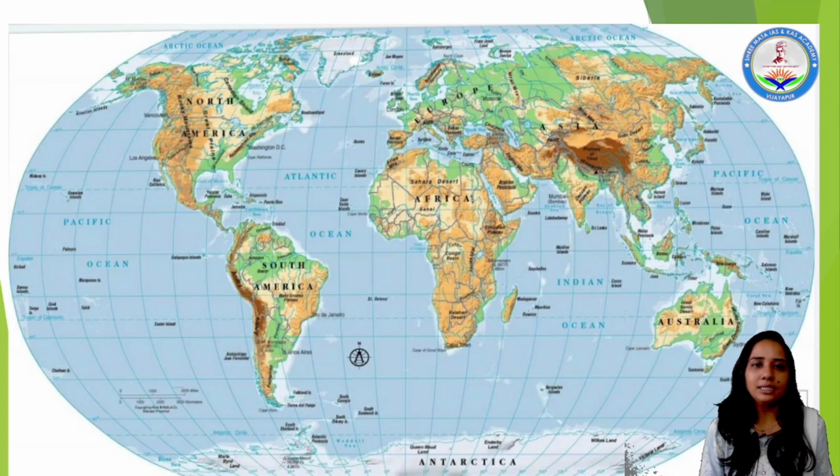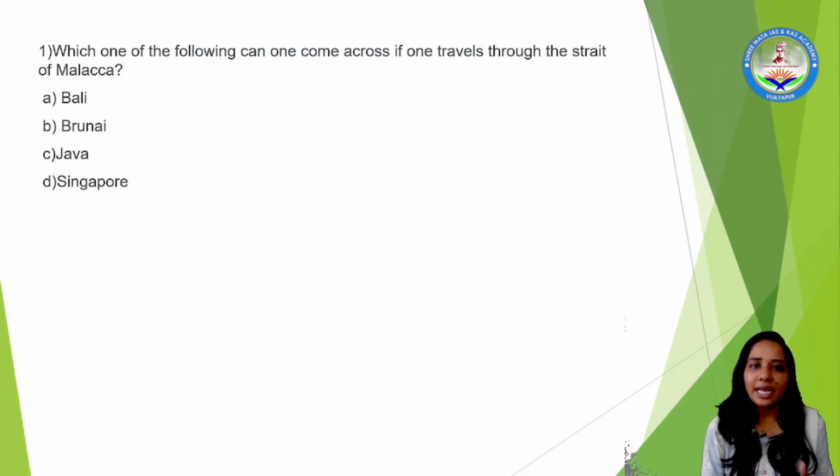So let's start the discussion. I am taking the 2010 question paper as part 1 of the discussion of previous year prelims question papers. One question that arose in 2010 is: which one of the following can one come across if one travels through the Strait of Malacca?